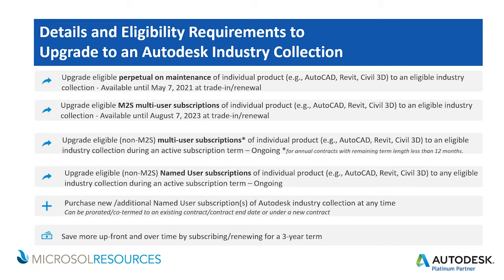Now for non-M2S named user subscriptions, so again, you purchased outright subscriptions with single user access type, now they're rolled into this named user model and they're an individual product, you also can go ahead and have these upgraded to an industry collection during your active subscription term. And for those of you who just want to purchase additional or new named user subscriptions of Autodesk Industry Collection, you can do so at any time. You can go ahead and have that prorated or co-termed to an existing contract, or you can start a new contract with a full annual or multi-year term. And a reminder that you can save more upfront and over time by subscribing or renewing for a multi-year term.